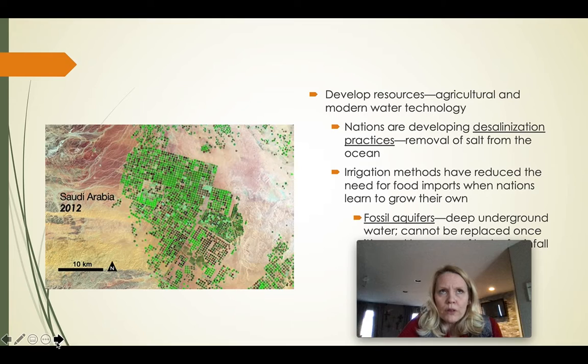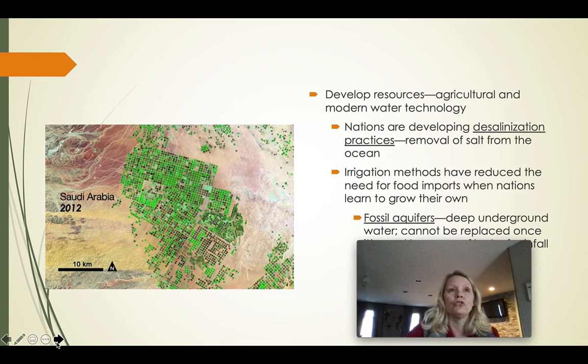Countries who rely a lot on oil, often in Southwest Asia, don't have other natural resources. And so they have to develop ways and techniques to feed their nations, so they don't have to rely so heavily on agricultural imports. So they develop resources to, for example, water their crops. Agricultural and modern water technology are what help them diversify even more. Nations are developing desalination practices, removing the salt from the ocean.